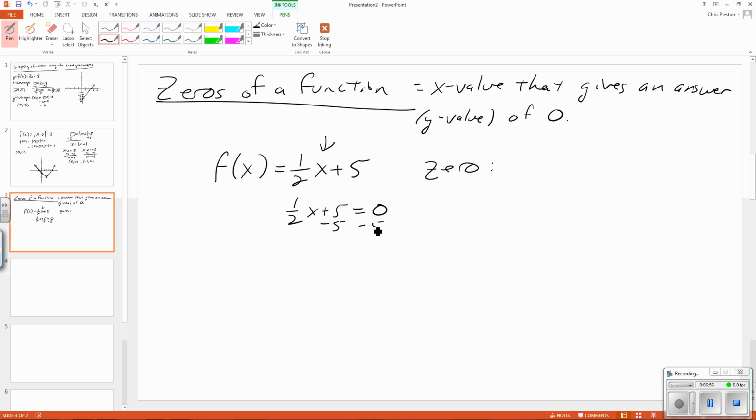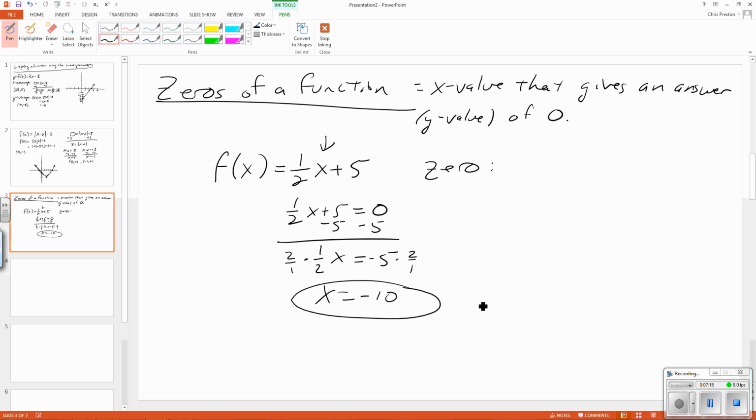Well, I'll just work it out. Let's set it equal to 0 and work it out. So half of x is -5, so multiply both sides by the reciprocal, 2/1. So -5 times 2 is -10. So that is my zero. In other words, this is actually the x-coordinate of the x-intercept. But these things are not the same. I want to be clear about that. A zero is a specific number, whereas an x-intercept is a point on the graph. But you can see they match up perfectly.